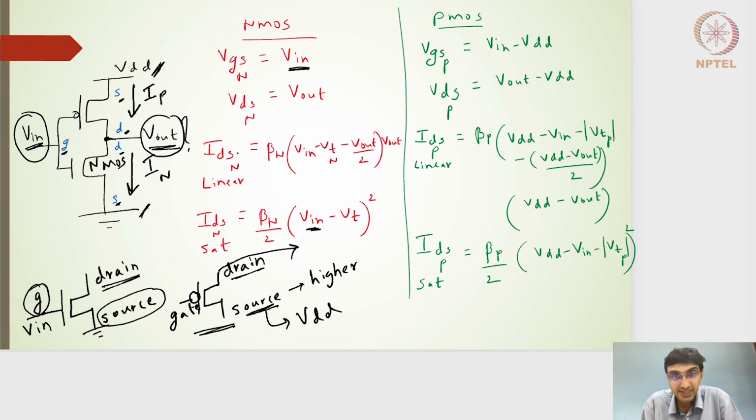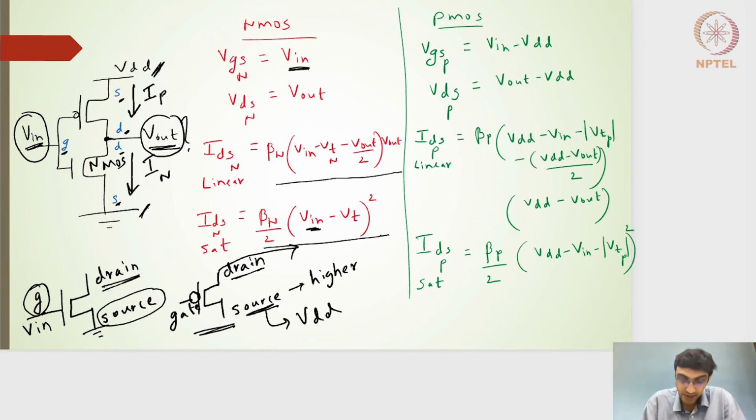And IDS, the linear current for the NMOS transistor, is nothing but beta n into (VGS minus VT minus VDS by 2) multiplied by VDS. So in terms of VGS, I've replaced this VGS variable with that of V input, and the VDS variable in terms of V output, and that's how I'm getting this particular current equation. So this is the current equation of the linear region, and this is the current equation of the saturation region.